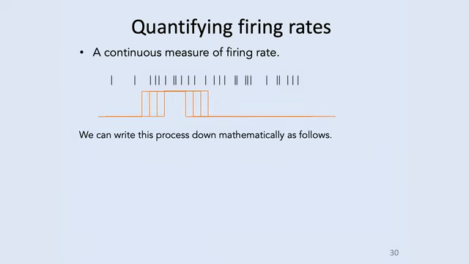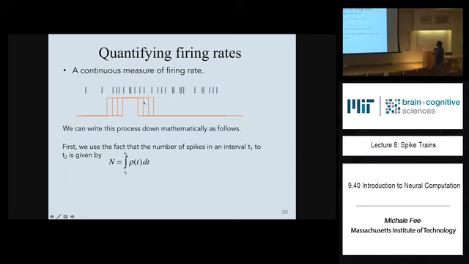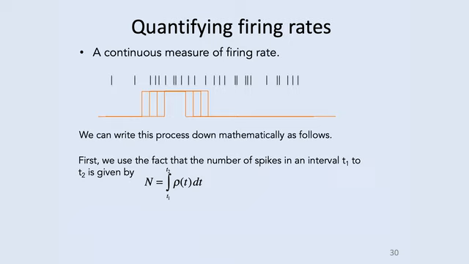Well, you may recall that this, in fact, looks a lot like a convolution. We're going to take this square kernel, and we're going to multiply it by the spike train and count the number of spikes, take the integral over that product, and you can see that that's basically going to give you the number of spikes within that window from T1 to T2.